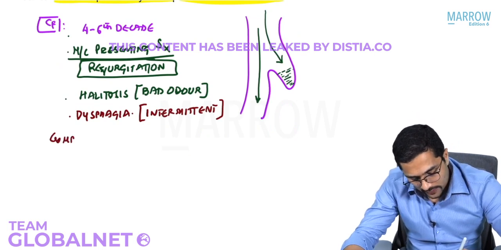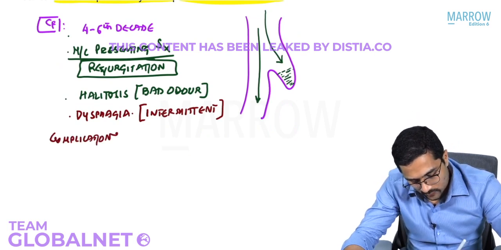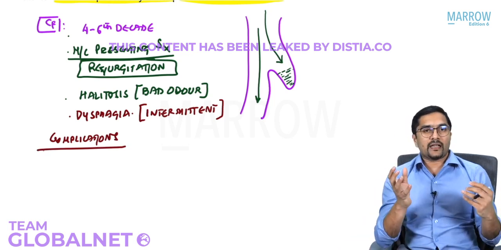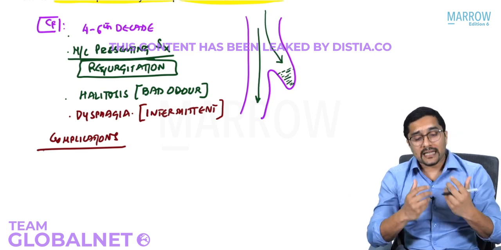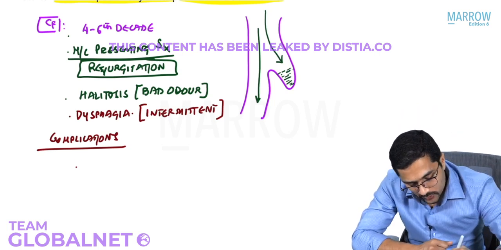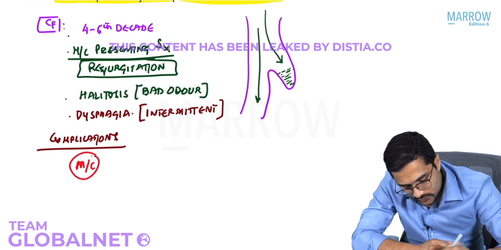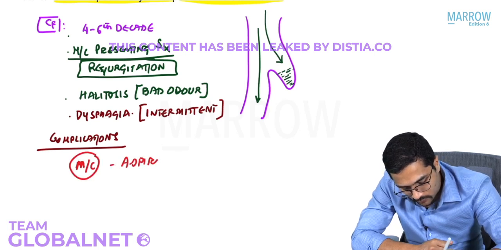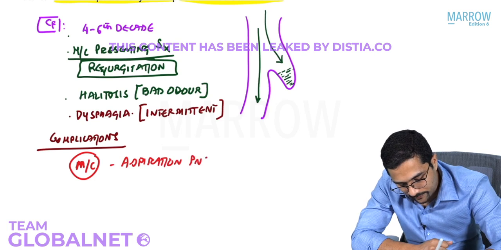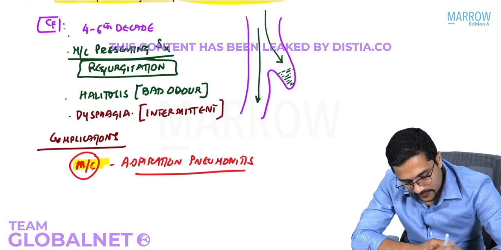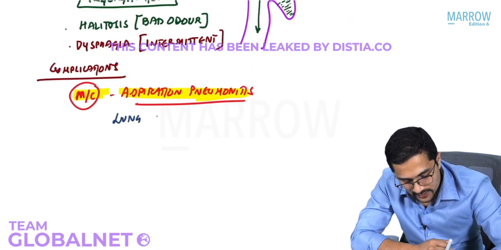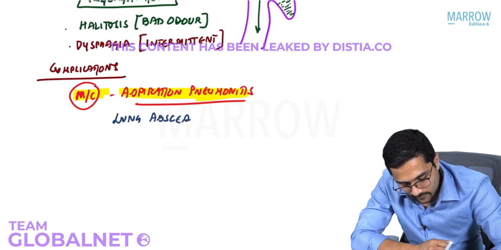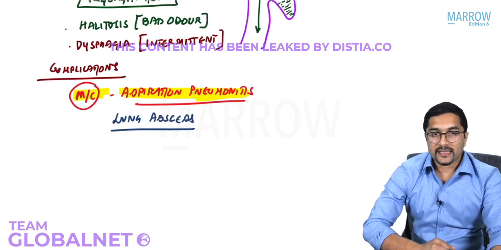Now, there can be certain complications as well. When the patient lies down, supposing the patient is sleeping at night and all the food comes into his mouth, the patient can aspirate this food. So the most common complication is aspiration pneumonitis. This has been asked in the exam. And lung abscess formation can also be seen in these patients.